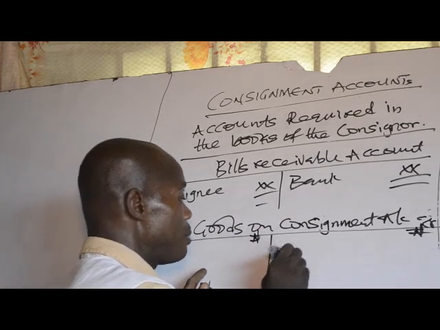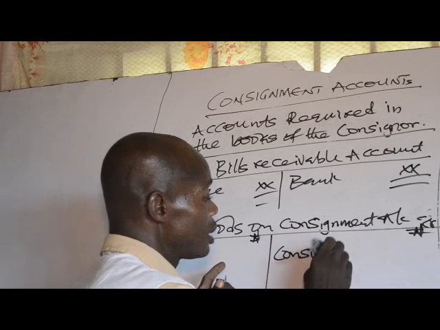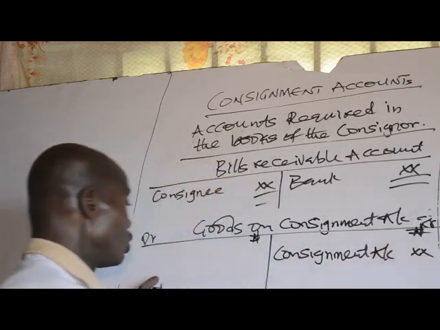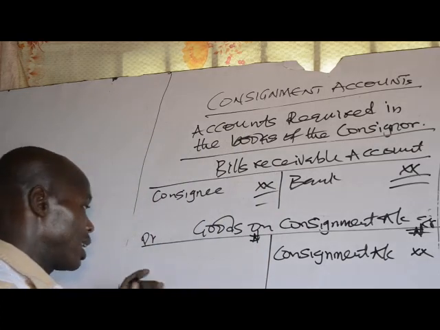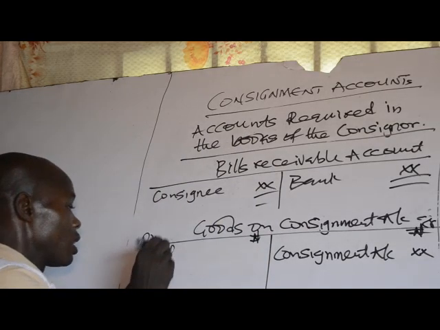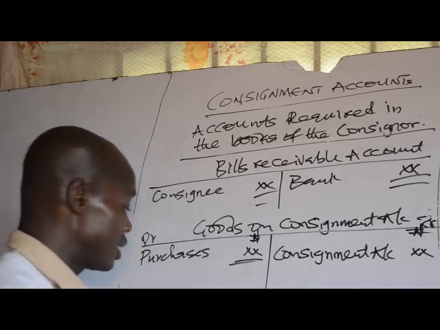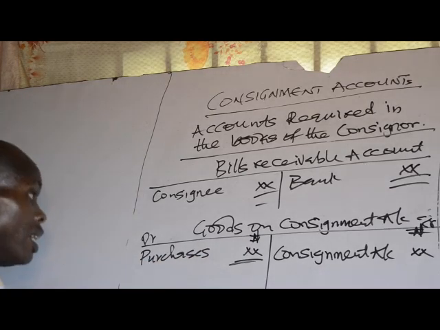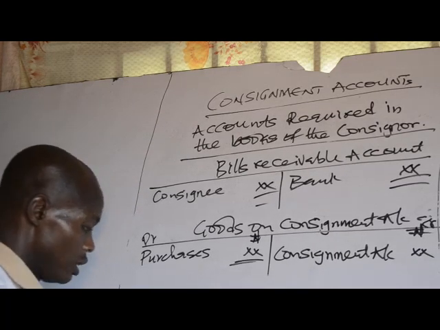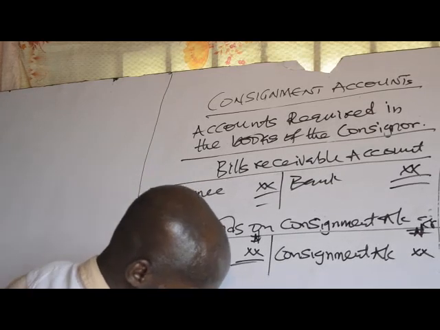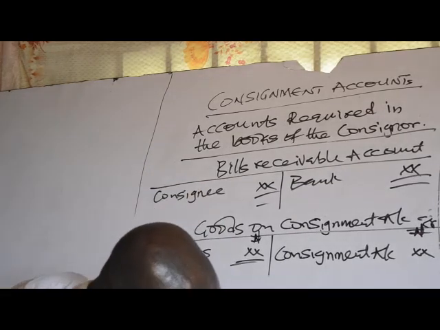So we now have consignment. Since the debit entry is in the consignment account, it will be closed to trading account. So you are going to have purchases, to be closed to trading account as purchases. So these are the accounts you will need to prepare in the books of the consignor, in the books of the principal.